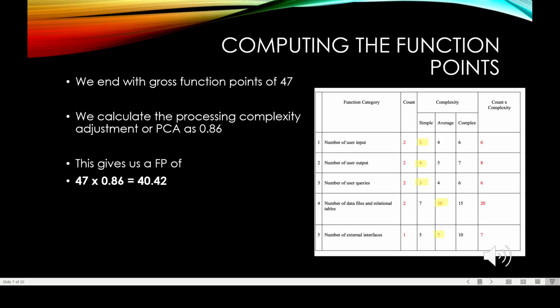And then we multiplied by 0.01, and after doing that, we got 0.86 as our PCA. And then finally, to get the FP or function points, we multiply the gross function points by the PCA factor, and we get 40.42 function points.